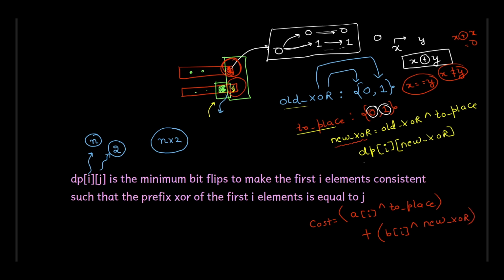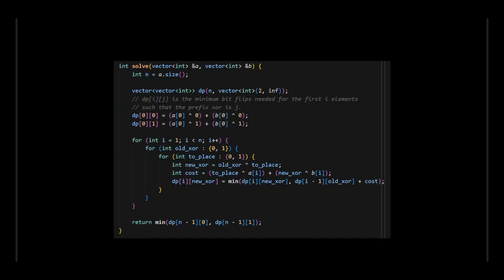And so what does this dp value represent? Dp of I comma new XOR means what is the minimum cost to correct the first I elements such that the last prefix XOR is equal to this. So what is the minimum cost? The minimum cost is nothing but the cost to correct the last element plus the cost to make the last prefix XOR this. So in this manner, you can have O of 1 transitions, and the overall time complexity of the algorithm will be O of n. So let's look at the code, and hopefully this will simplify things.